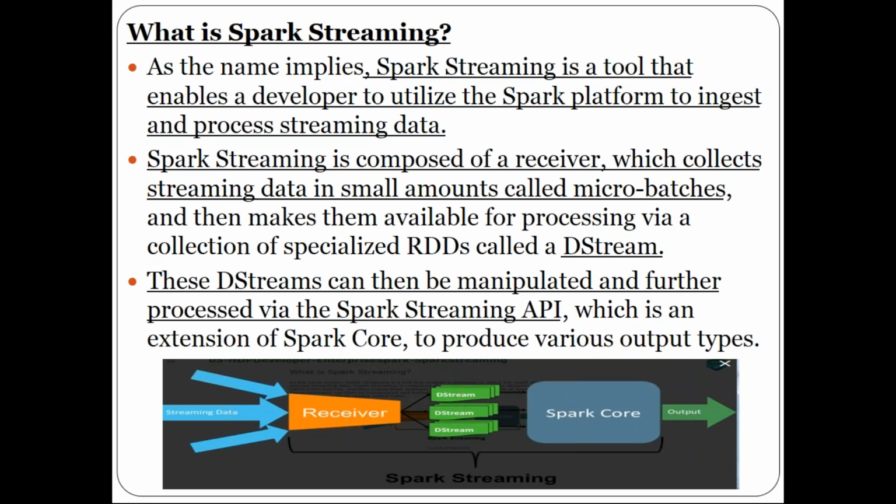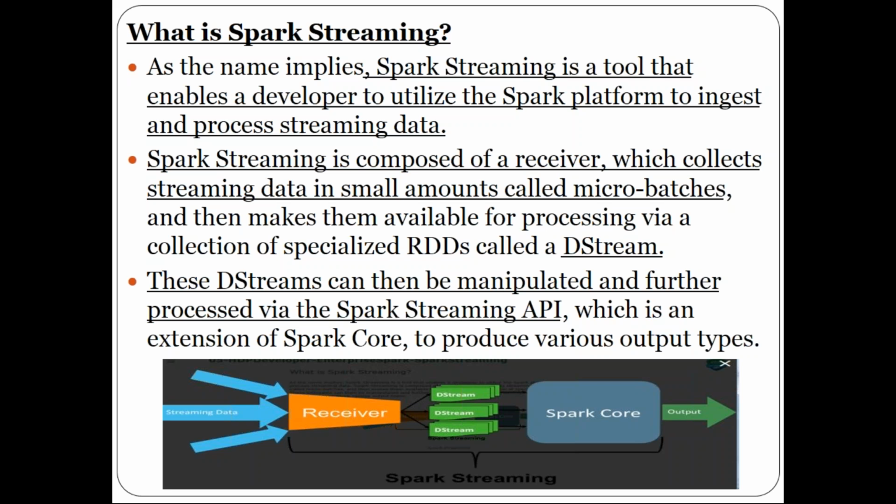Spark streaming is simply composed of a receiver which collects streaming data in small amounts called micro batches. This is clear. And these micro batches are available for processing via specialized RDDs called DStreams. Now, your RDDs, your pair RDDs, your data sets are completely different from your real-time streaming DStreams.